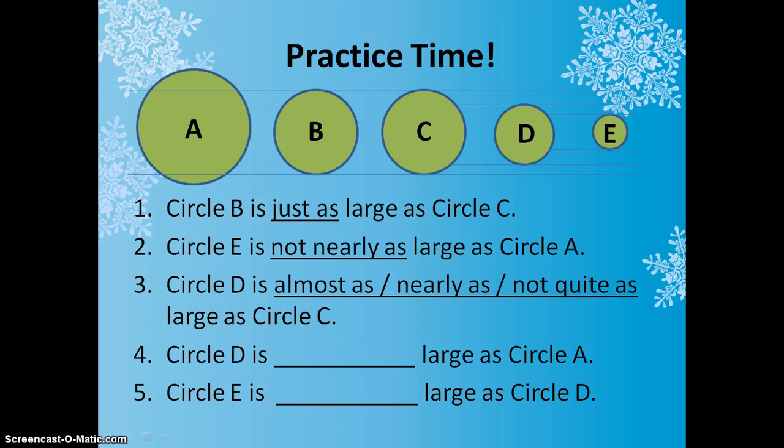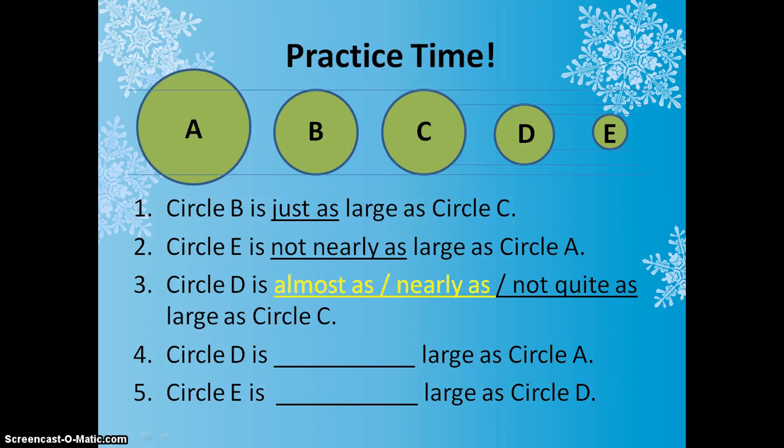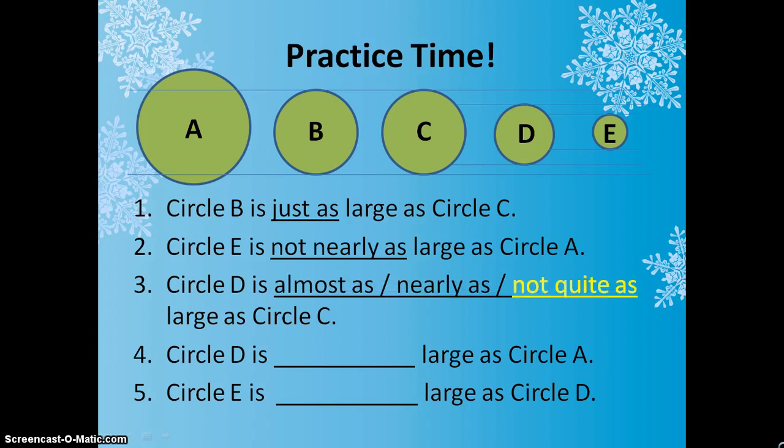Before we go on though, I want to point out something to you. If you use almost as or nearly as, you're thinking about this positively. You are thinking about how close they are in size. So, in this sense, you're thinking not about the difference, but how close they are. But if you use not quite as large, you're actually thinking about the difference. You're thinking about this negatively.